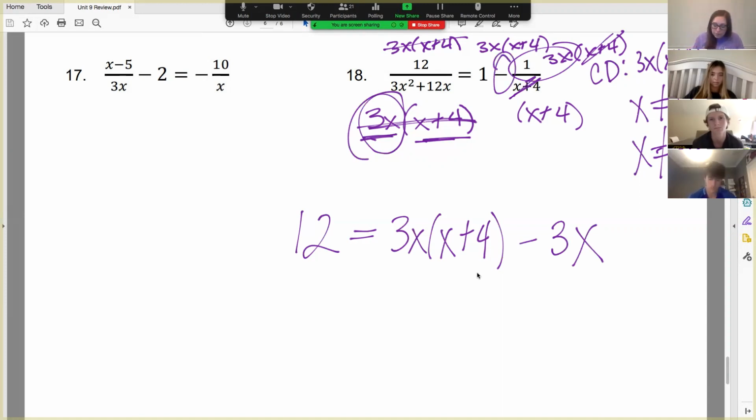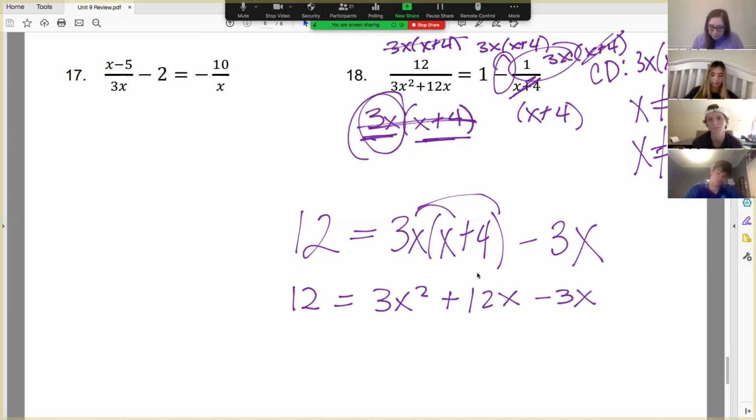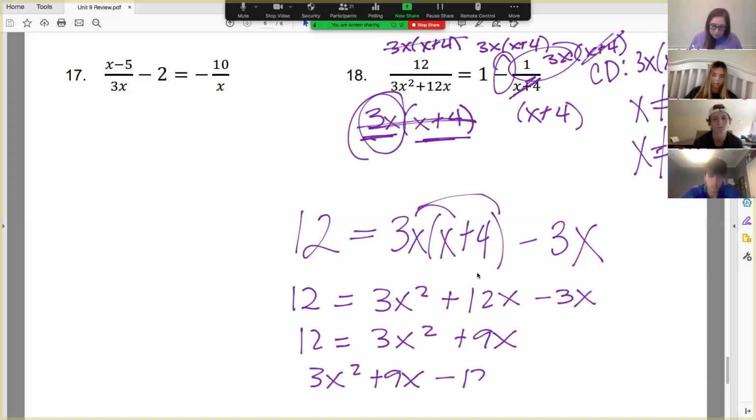Then I can distribute the 3x. So 3x squared plus 12x minus 3x, which becomes plus 9x. When I get to this point, I then want to move everything to one side and then factor and solve it. Or if I can't factor it, that's when I'd have to use the quadratic formula. So I'm going to move this 12 over to look like this.